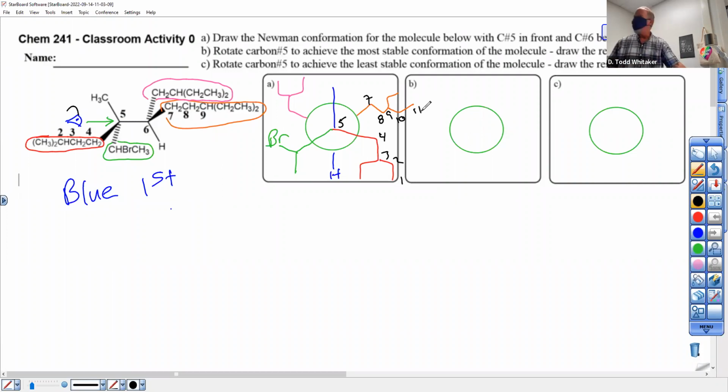Okay? Now, with the word bulky, the question you need to ask yourself, what is the bulkiest group on the front carbon? That's carbon 5. And what is the bulkiest group on the back carbon? That's number 6. I can tell you the least bulky group on carbon 5 is the methyl. It doesn't take up a lot of space, does it?